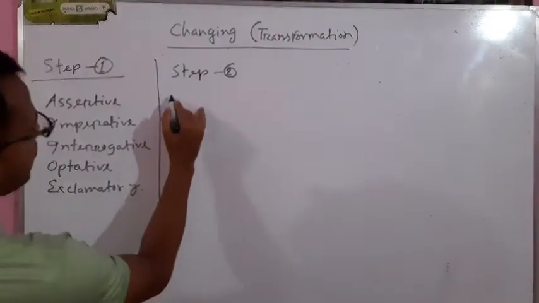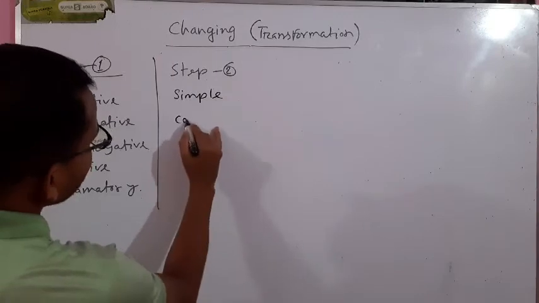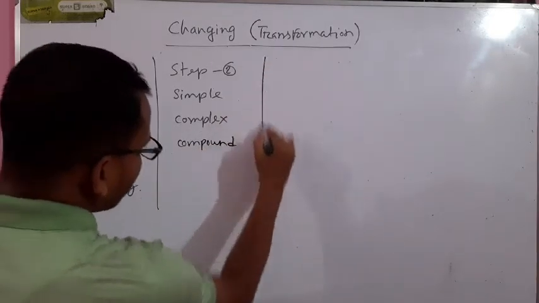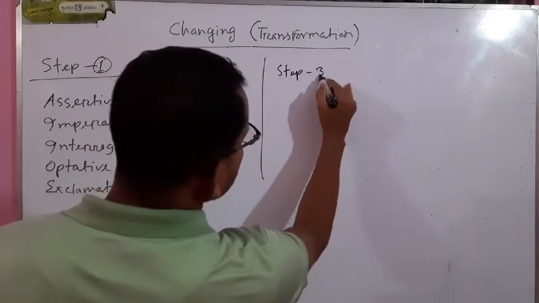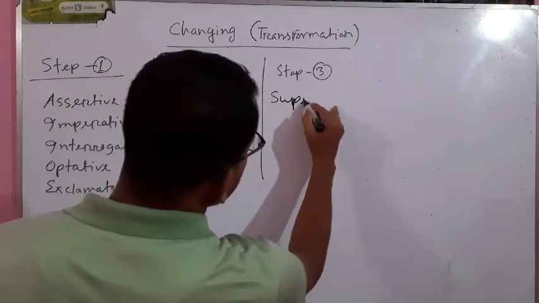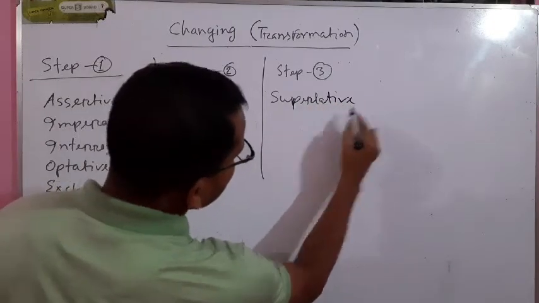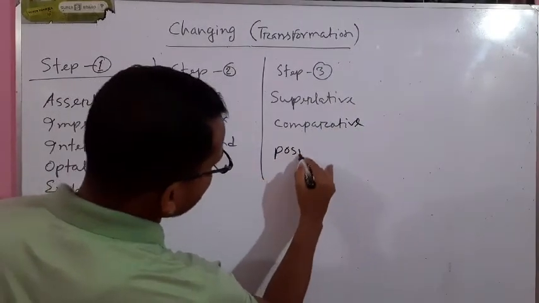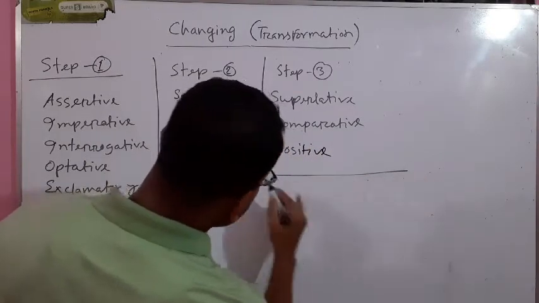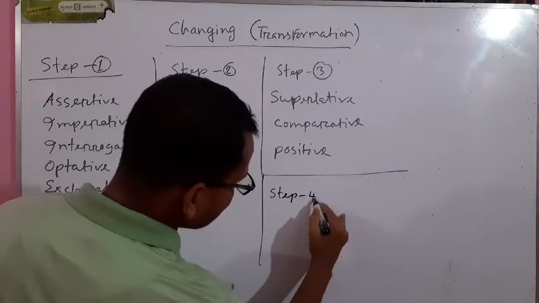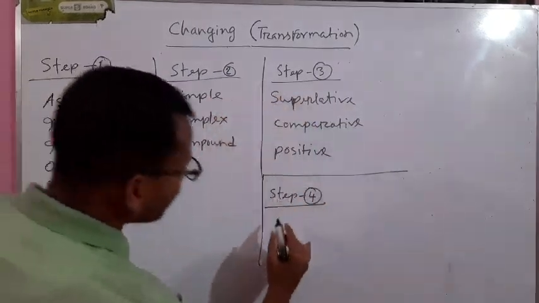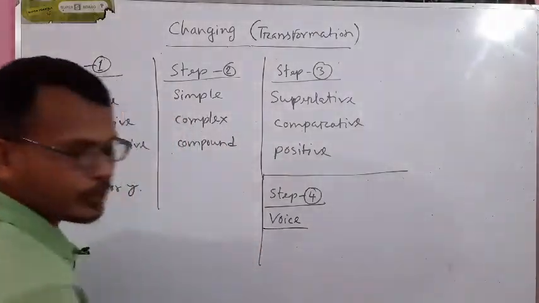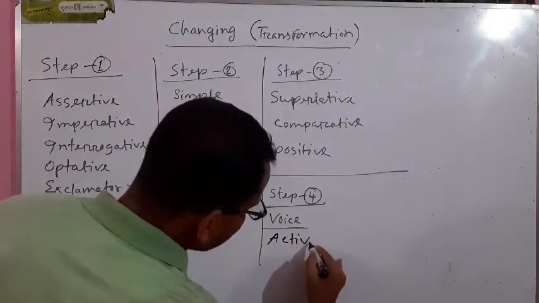Okay, that is step one. Let's go to step two. Step two: simple, complex, and finally compound. Step three: superlative, comparative, and positive. Step four: voice. We all know voice is of two kinds, active and passive.